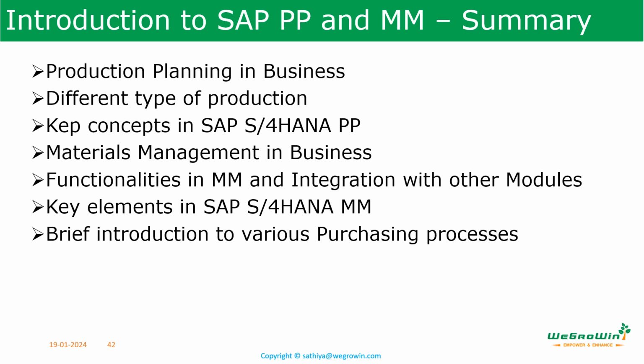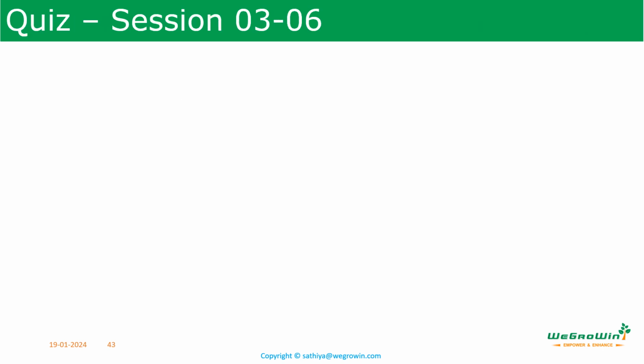So in this session, we discussed production planning and business, different types of production, key concepts in SAP S4HANA PP, material management and business, functionalities of MM and integration with other modules, key elements in S4HANA MM, and a brief introduction to various purchasing processes. Let us go through the quiz questions related to this session just to refresh our knowledge.